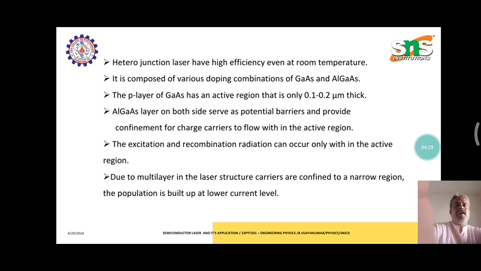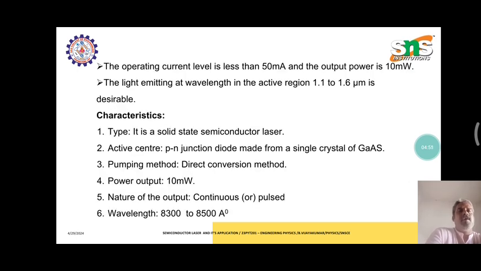Aluminum gallium arsenide layers on both sides serve as potential barriers and provide confinement for charge carriers to flow within the active region. Stimulated emission and recombination radiation can occur only within the active region. Due to the multilayer structure, carriers are confined to a narrow region, and the population inversion is built up at a lower current level. The operating current is less than 50 milliampere. The light emitting wavelength in the active region is 1.1 to 1.6.